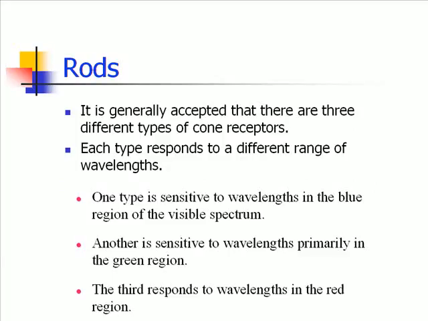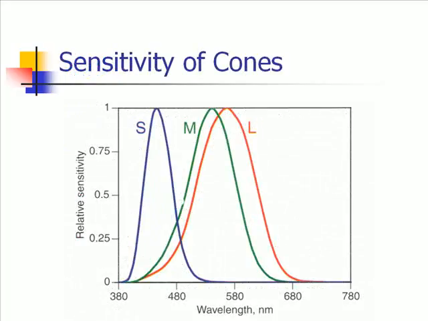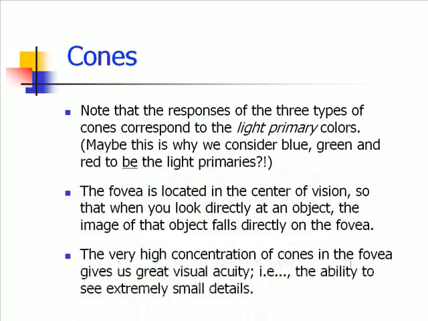That's how the curves look. So one is blue, one is green, and one is red, although the colors are a little goofy there. Note that the response of the three types of cones corresponds to the light primary colors. Last week we had talked about that, and that's why we consider blue, green, and red to be the light primaries. The fovea is located in the center of vision so that when you look directly at an object, the image of that object falls directly on the fovea so we can see its color.